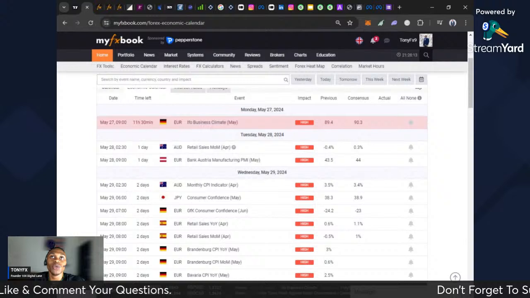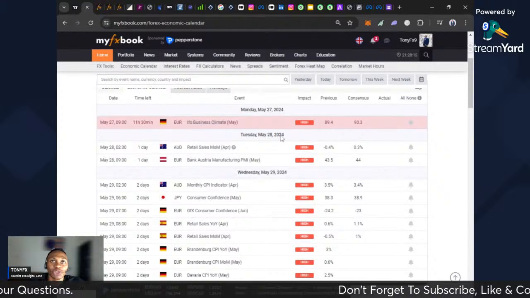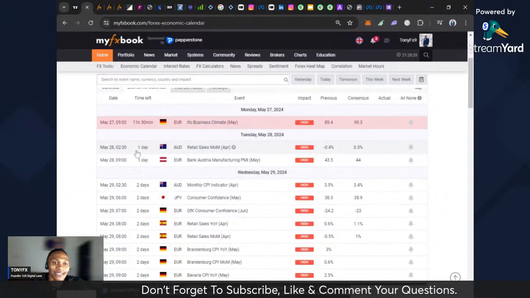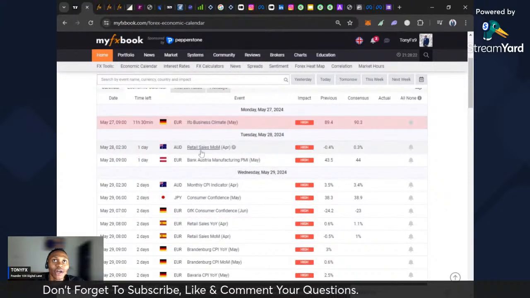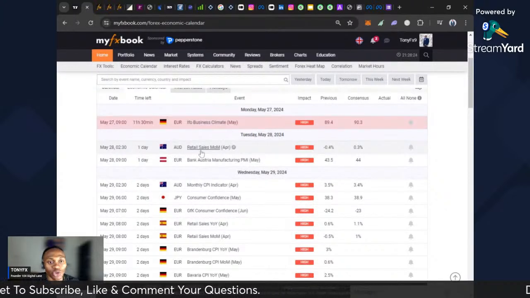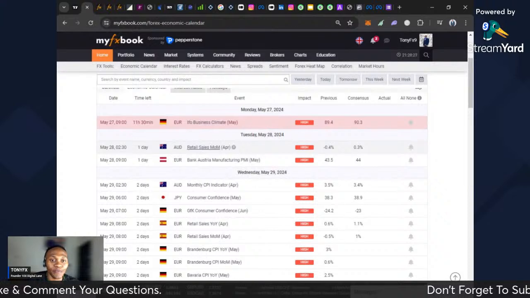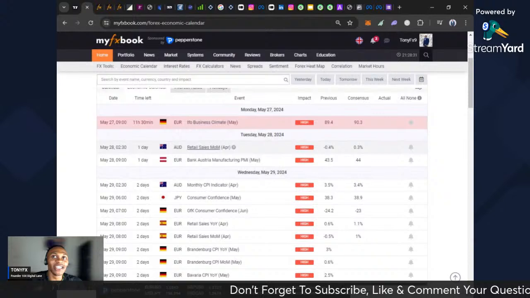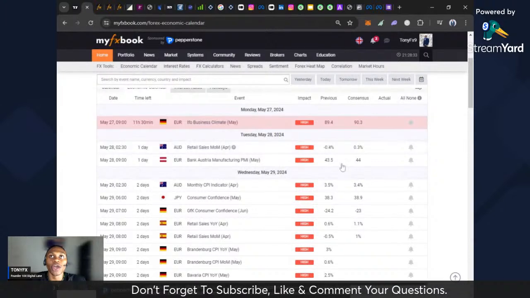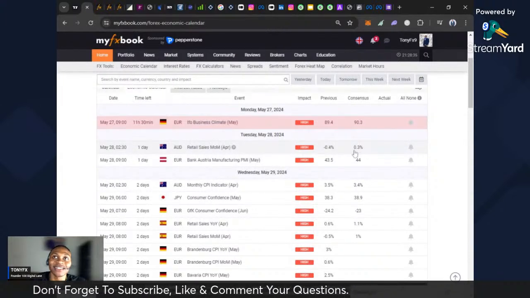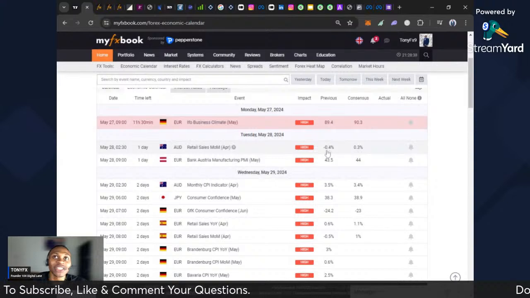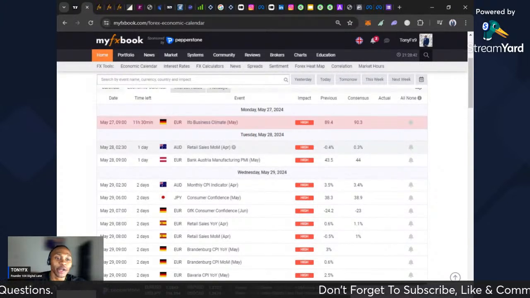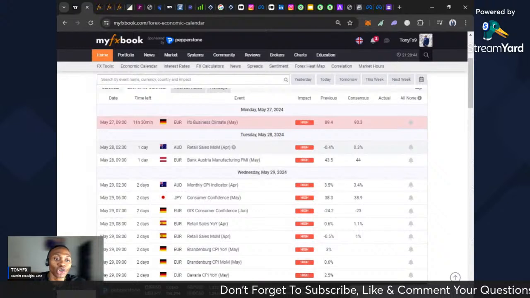So with that said, on Tuesday, May 28, 2024, we have Australian dollar retail sales month over month early in the morning by 2:30 a.m. Retail sales has to do with retail stores, people that sell products, supplements, services. Their sales, did they increase or reduce? Analysts are saying it is going to increase to 0.3%, which is higher than minus 0.4%. If this happens, this could be the trigger we need to see AUD USD go to the upside.